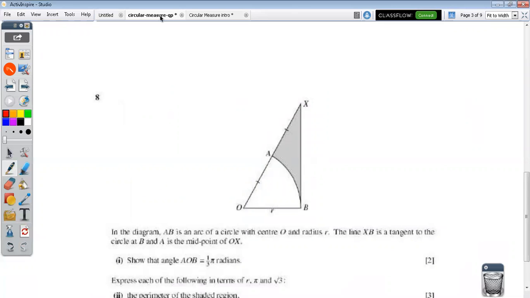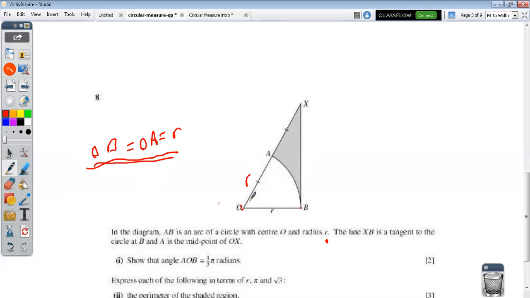Now, in the diagram, AB is an arc of a circle with center O. Okay. The moment they say that, without reading further, this is the radius. So we know that from center to circumference, OA is also equal to the radius. OA is equal to OB because they are both radii. Show that the angle AOB is equal to pi over 3 in terms of radians.